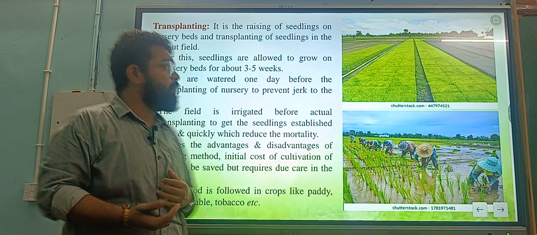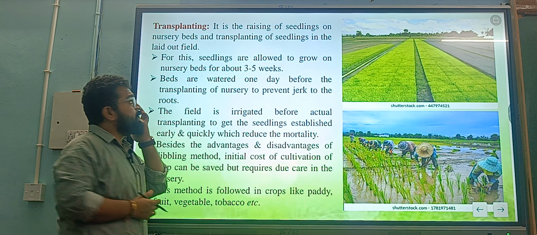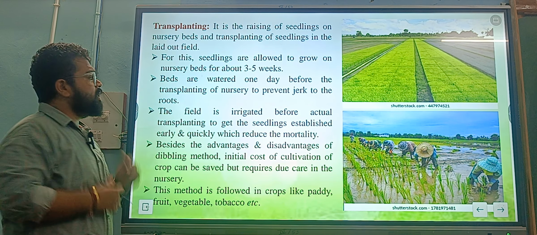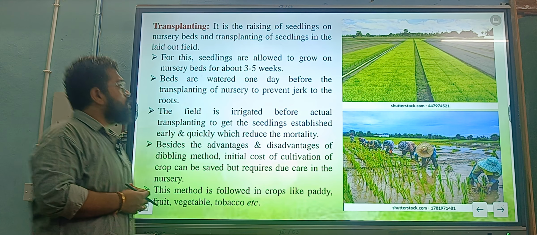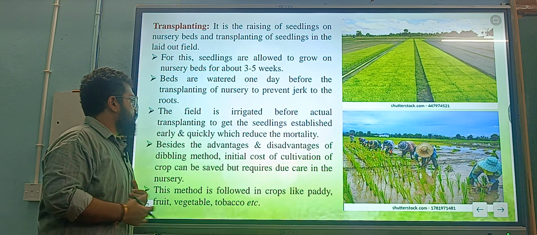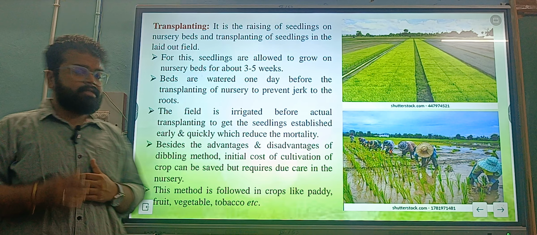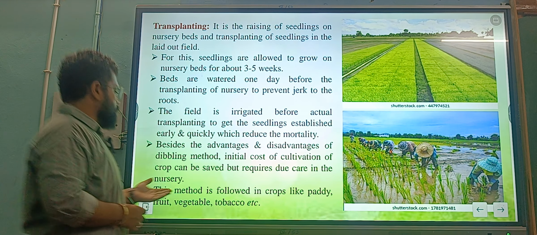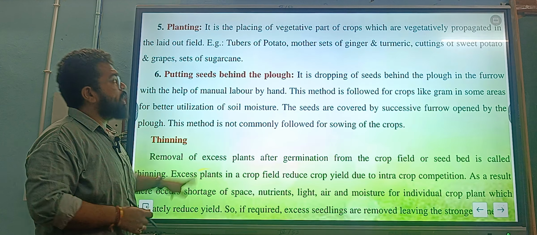The next is the transplanting technique. It is raising of seedlings on a nursery bed and transplanting the seedlings into the field, mainly followed in the paddy field. The seedlings are allowed to grow for 3 to 5 weeks. The beds are watered once a day after the transplanting. The field is irrigated before the actual planting to get seedling establishment, and this method is followed in many crops such as paddy, fruits, vegetables and tobacco.